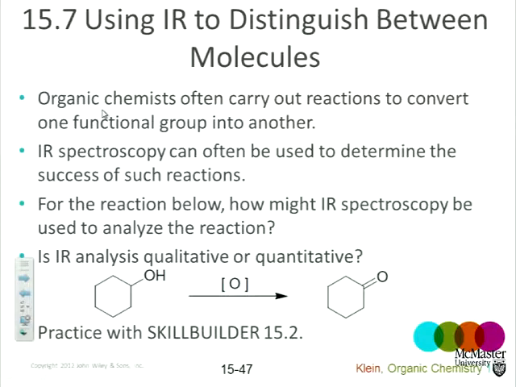So IR analysis, here's a reaction. Okay, we've seen that you can convert an alcohol to a ketone, losing hydrogen here. Earlier on, we saw that loss of hydrogen is an oxidation, right? So this is an oxidation reaction. I take my cyclohexanol, and I'm going to react it with an oxidizing agent, and I should get cyclohexanone. So, how might IR spectroscopy be used to analyze the reaction?